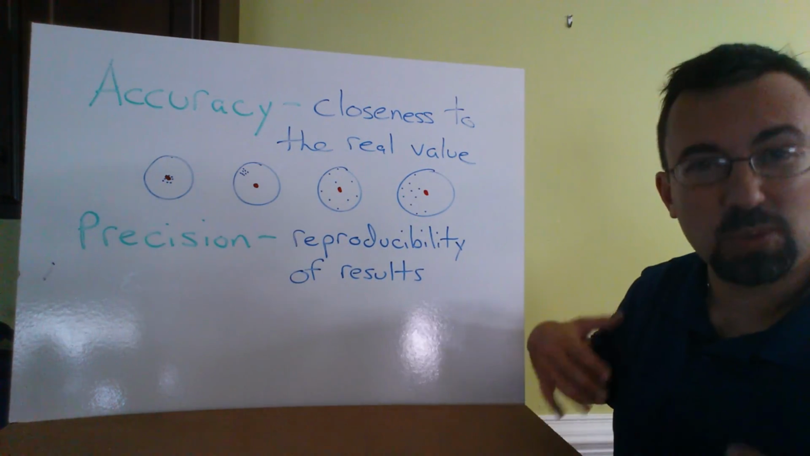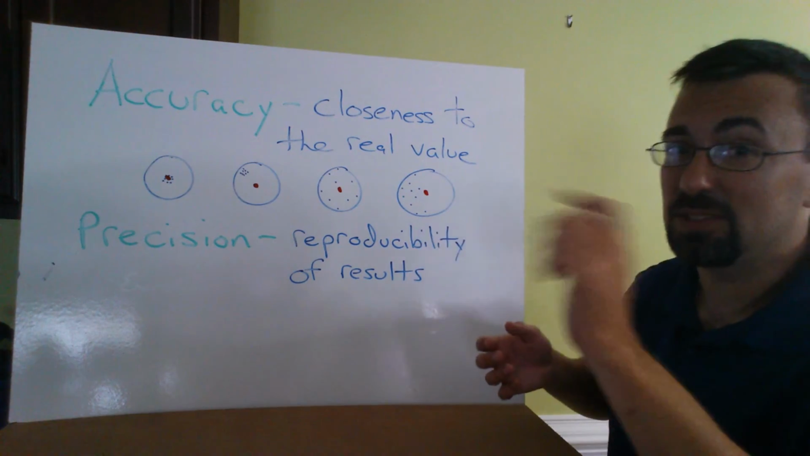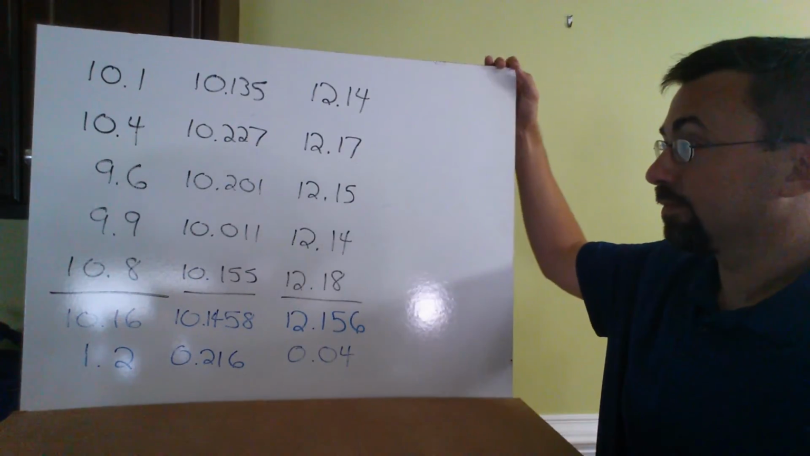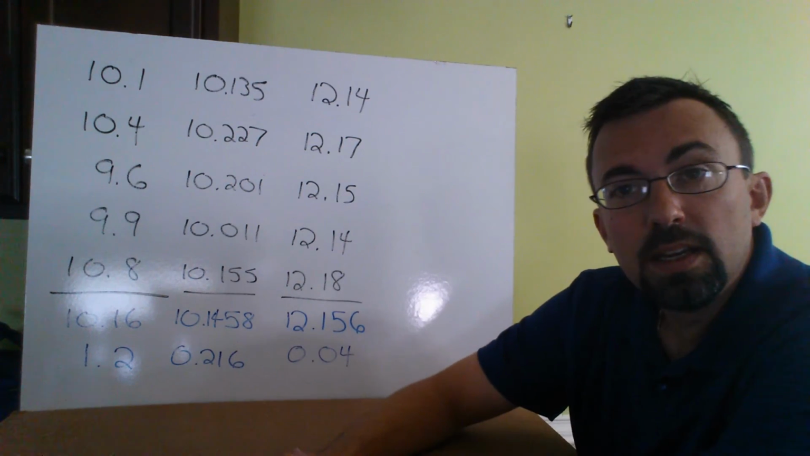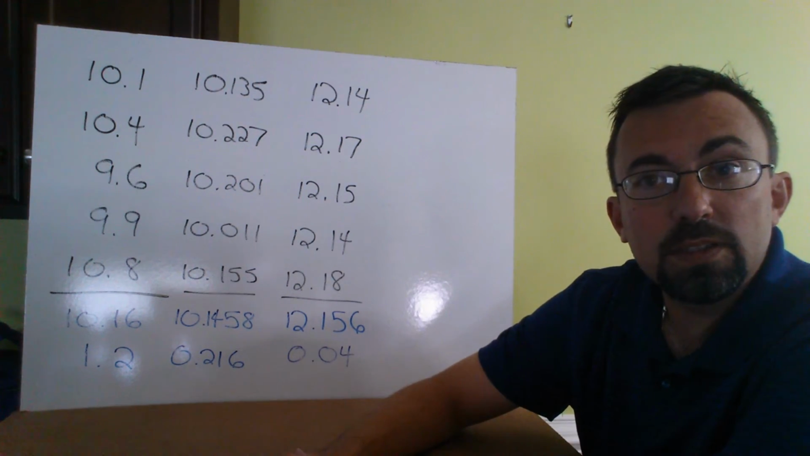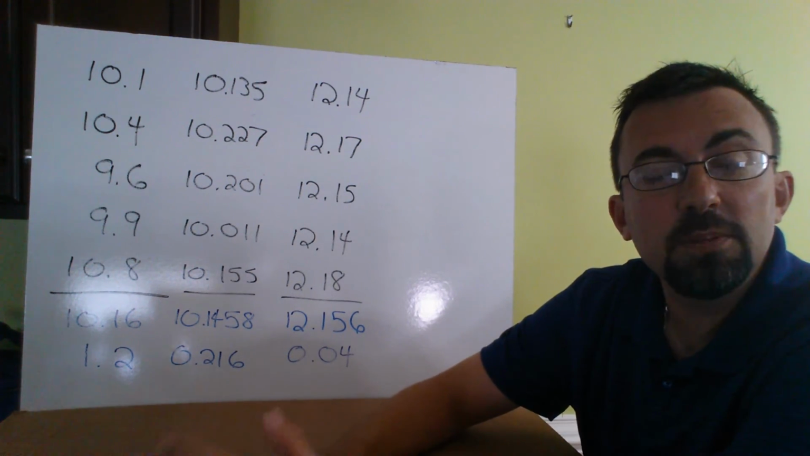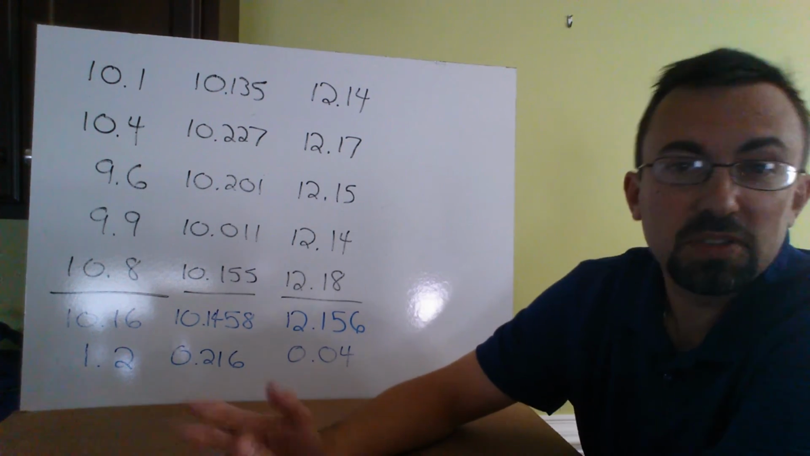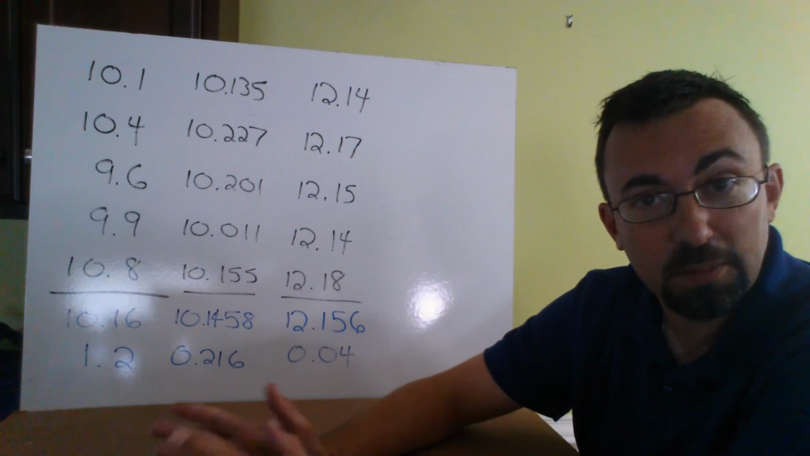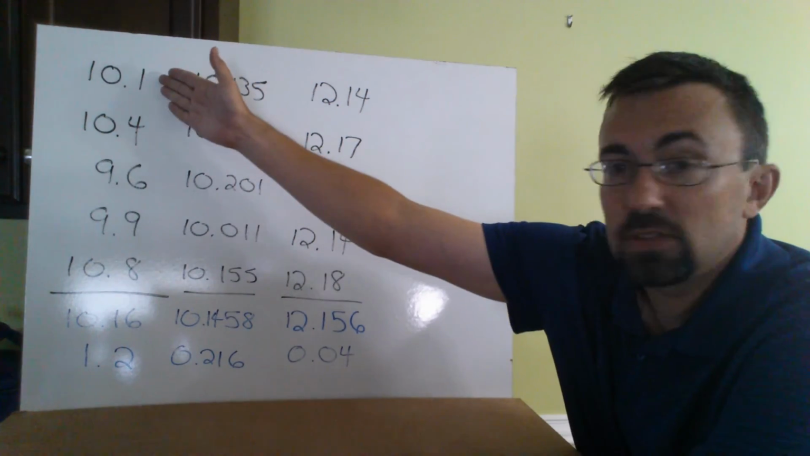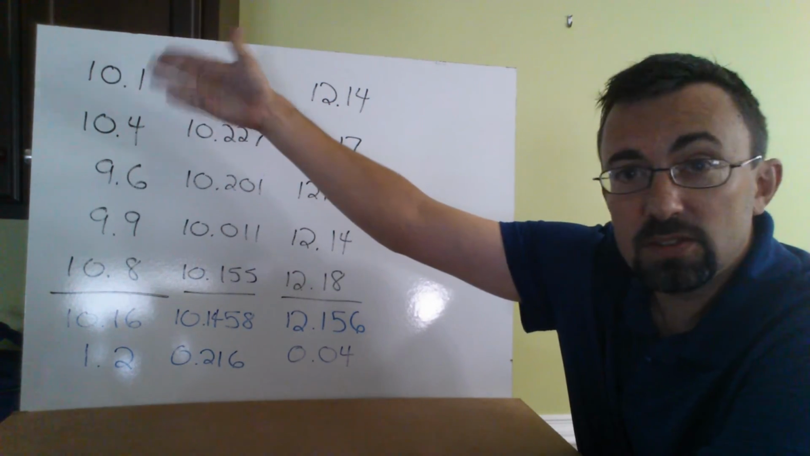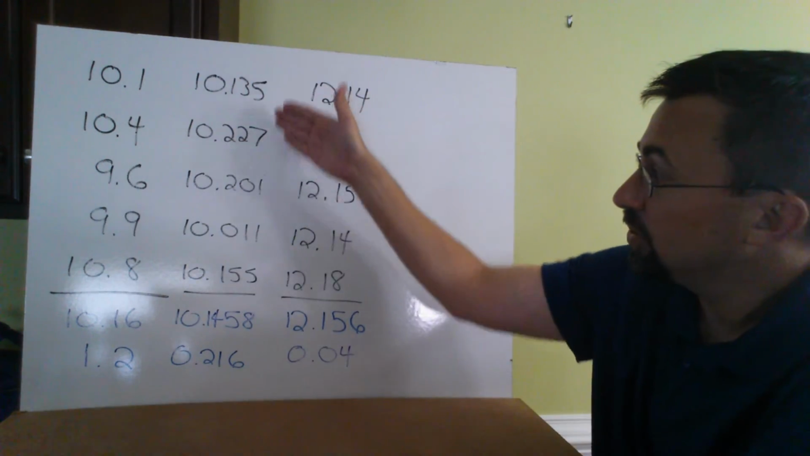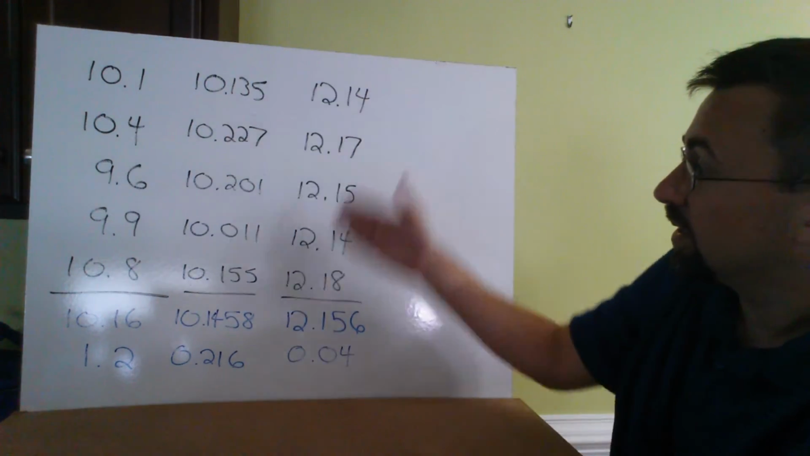What does that look like in more realistic terms? Because, you know, I'm not going to let you guys throw darts in the lab. There's a lot of good reasons for that. Okay, so here's some data. First thing we need to know is what's the real value. So let's say we're measuring a 10.16 milliliter sample. Milliliters is fine. And group 1, company 1, student 1 gets this set of data in the far left column. Group 2, the middle column. Group C, the last column.